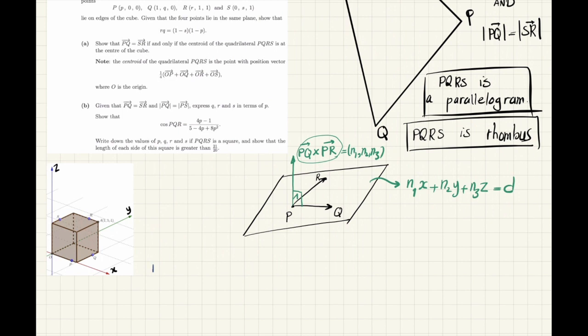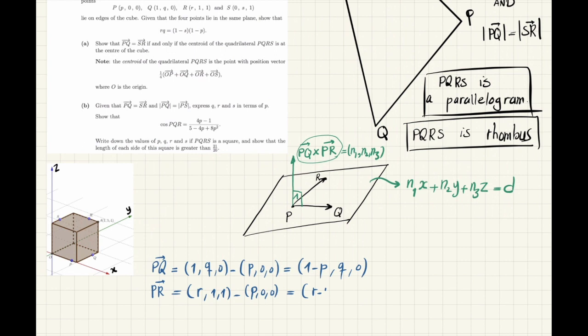So PQ, what is PQ? PQ is Q minus P, so I would write it as (1, q, 0) minus (p, 0, 0). If I calculate this, it becomes (1 minus p, q, 0). So this is my PQ. And if I calculate the other one, which is PR, it becomes R minus P, which gives me (r minus p, 1, 1).